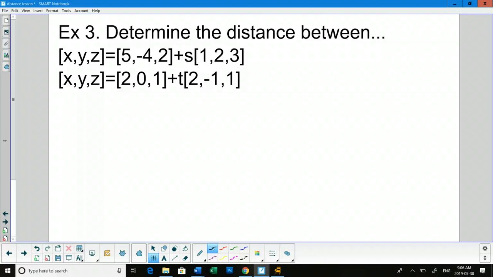Distance between two skew lines. Firstly, I know these are not parallel here. If they happen to intersect, you will probably find that your shortest distance between those two lines is 0. So these are two skew lines. I'll just tell you that now.